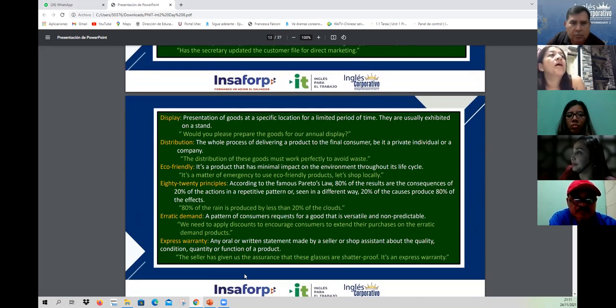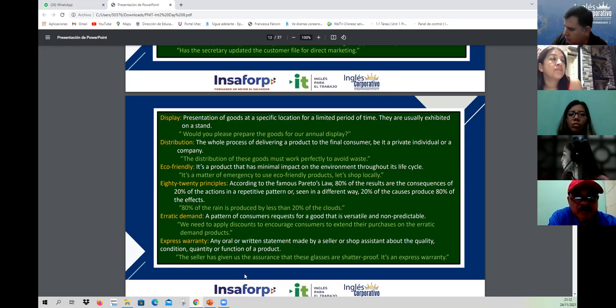Display. Presentation of a good at a specific location for a limited period of time. They are usually exhibited on a stand. Would you please prepare the goods for another display?